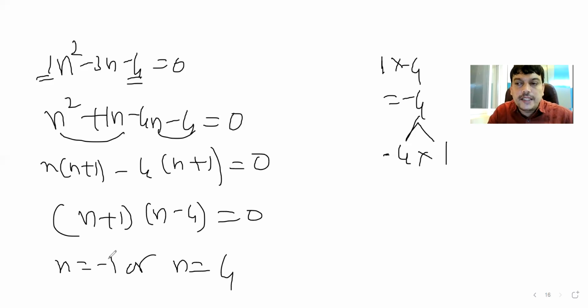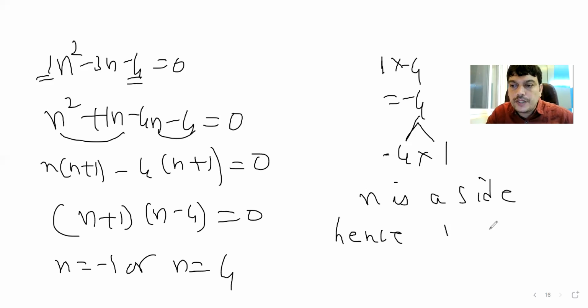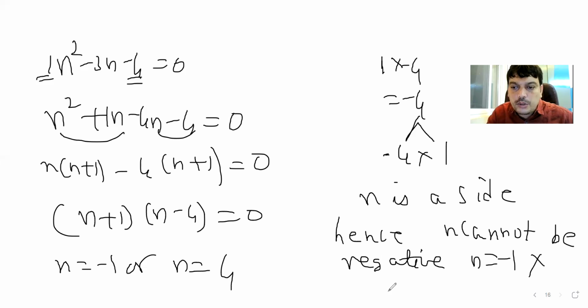బట్ n being a side, it can't be negative. So n is a side, hence n cannot be negative. The side of a triangle cannot be negative. So because it cannot be negative, you can just rule out n equal to -1. This is ruled out, and we therefore write n equal to 4.